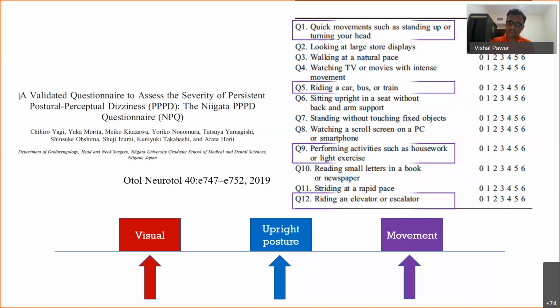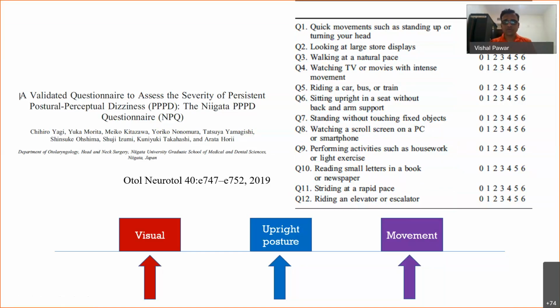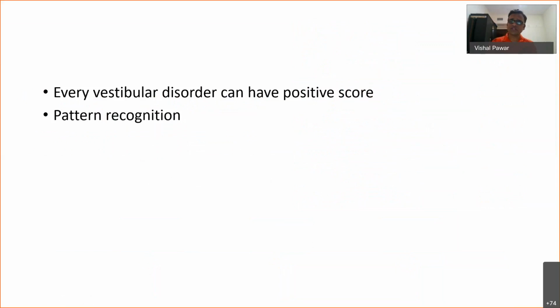And movement, the movement score is also very important. Some patients have exclusively this problem only while riding a car. That is one form of triple PD, that is motorist vestibular disorientation syndrome. So every vestibular disorder can have a positive score, but pattern recognition is important.